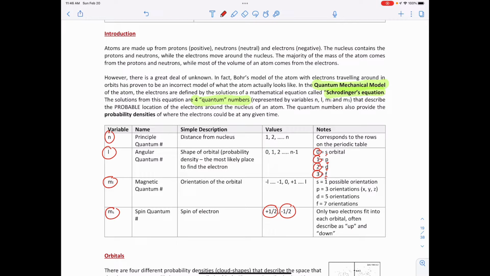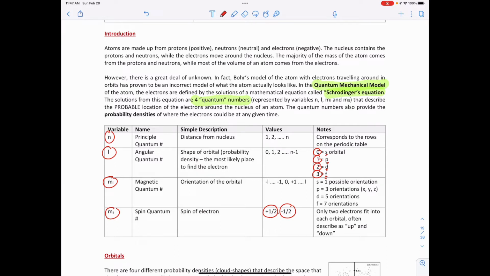Once you hit university or college, you do a lot more calculations using Schrodinger's equation, but we're just going to look at the summary and the results of Schrodinger's equation to try to understand what the atom looks like.